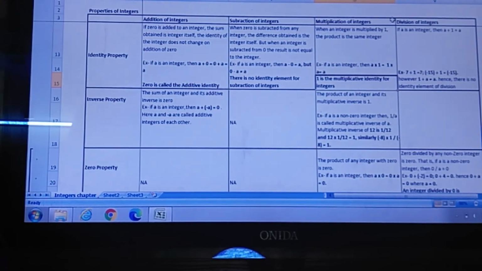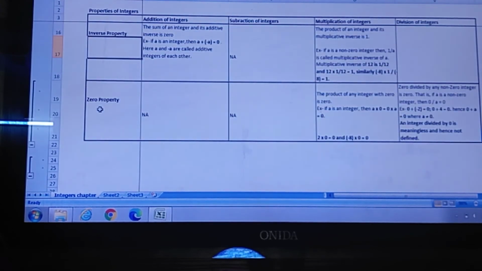Last one. If a is an integer, then a divided by 1 is equal to a. In this case, 7 divided by 1 is equal to 7, whereas minus 15 divided by 1 is equal to minus 15. However, 1 divided by a does not equal a, hence there is no identity element for division here.